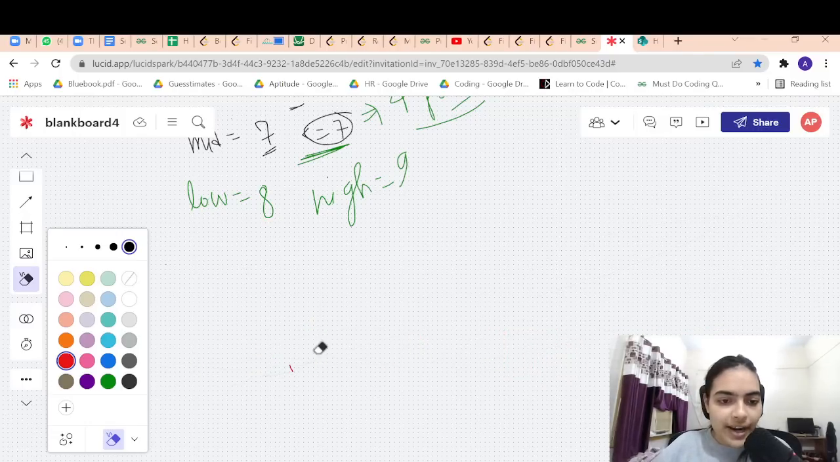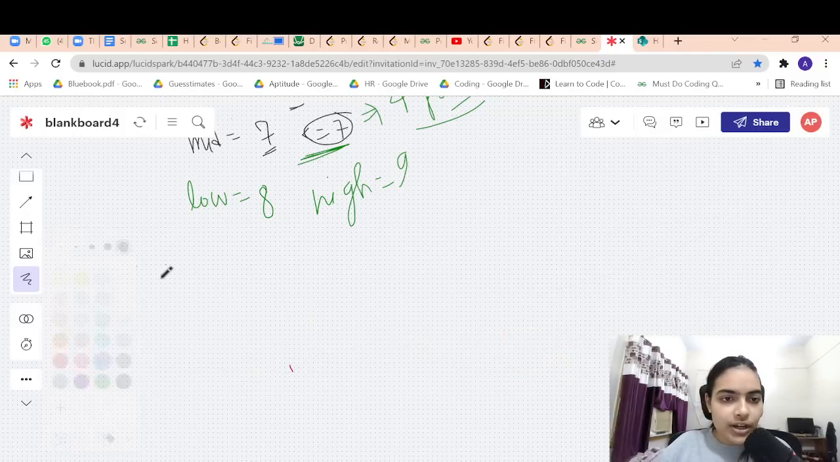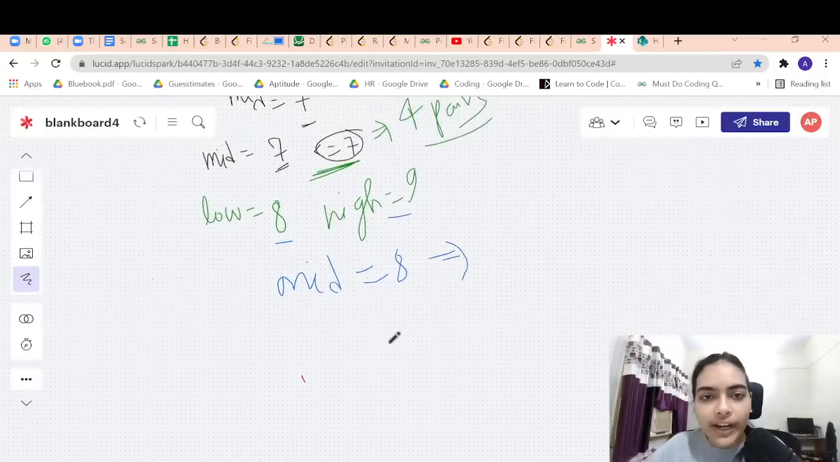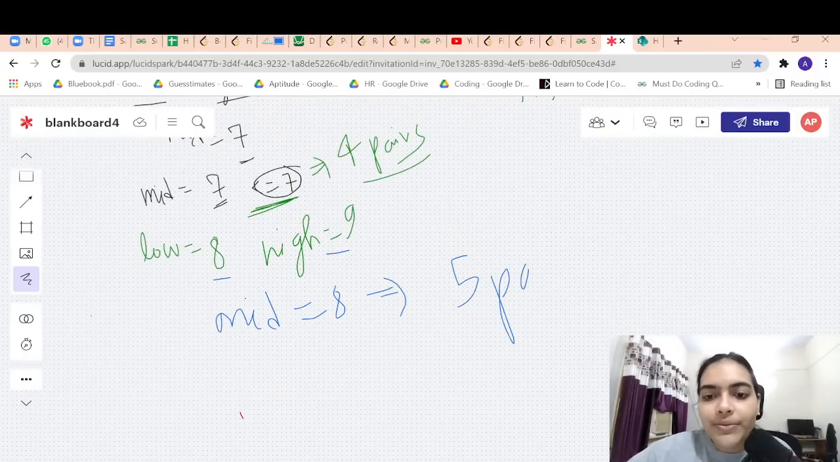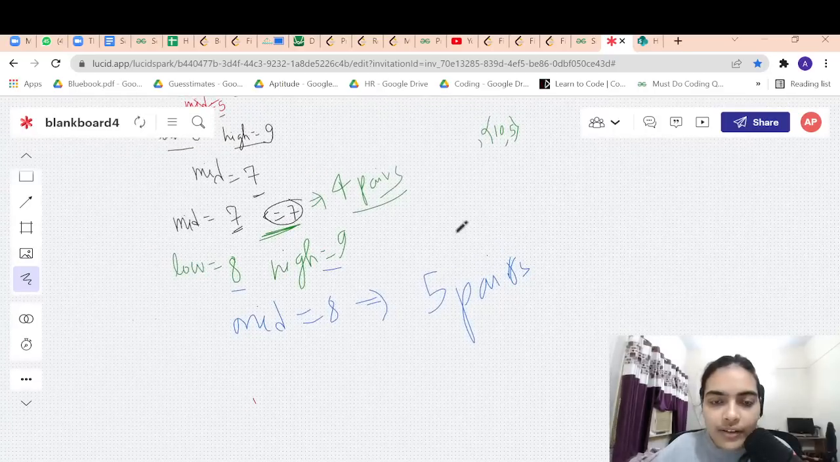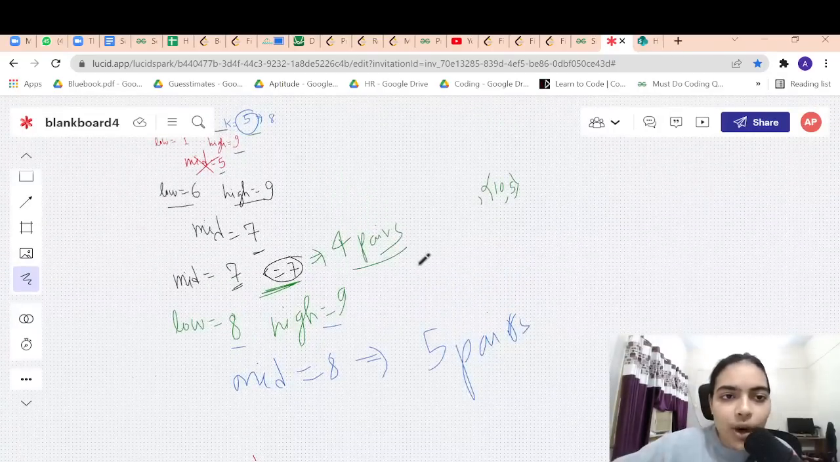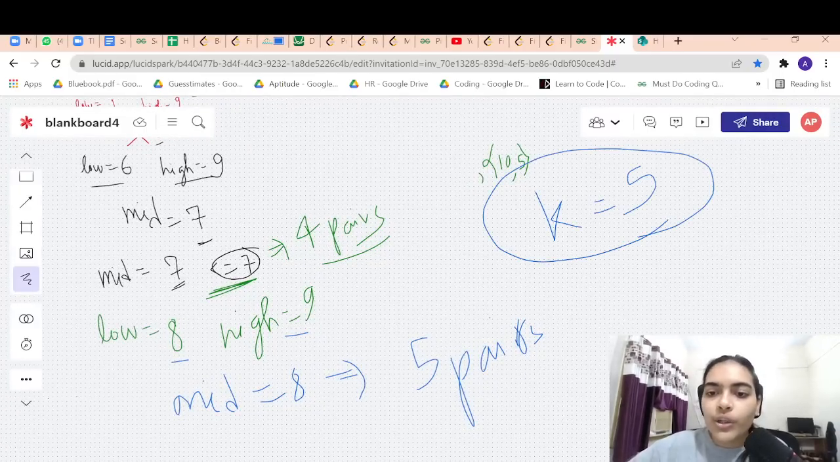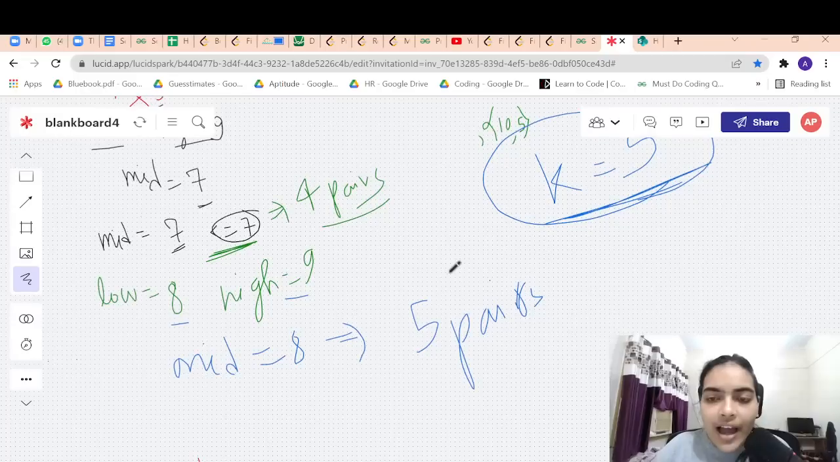We found 5 pairs. So what is the mid value? Low is equal to 8, high is equal to 9, mid is equal to 8. With mid equal to 8, what is the answer you are getting? You are getting 5 pairs with absolute difference less than equal to 8. And what do you want? You wanted such a k only. You wanted k which is equal to 5, right? You wanted the fifth smallest absolute difference, right? Fifth smallest absolute difference.